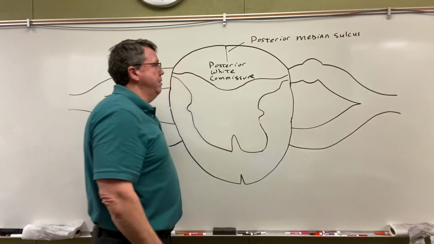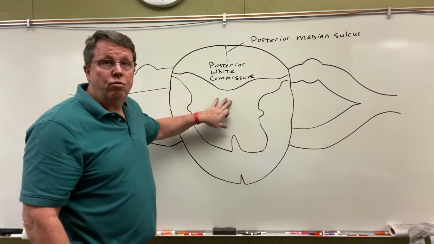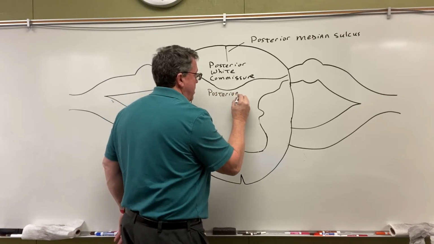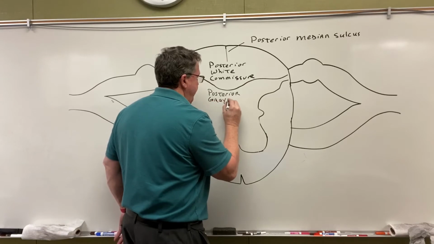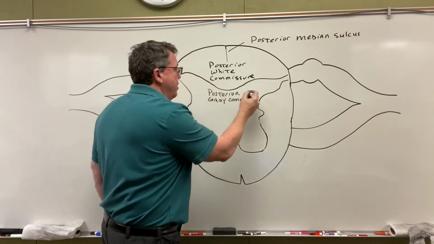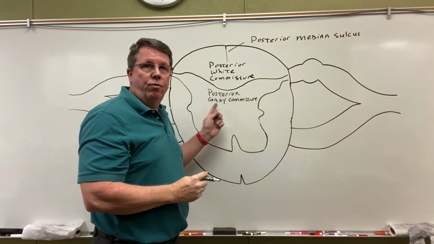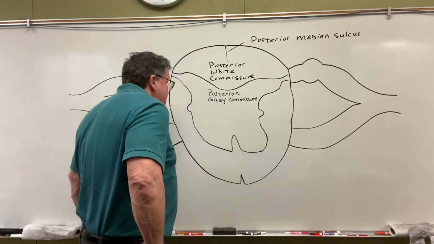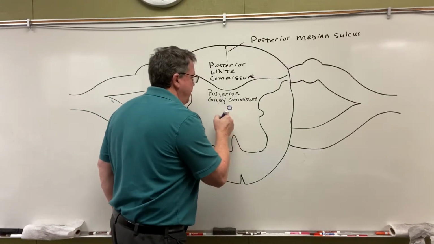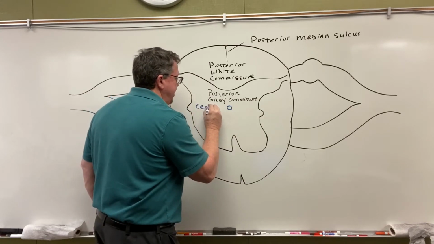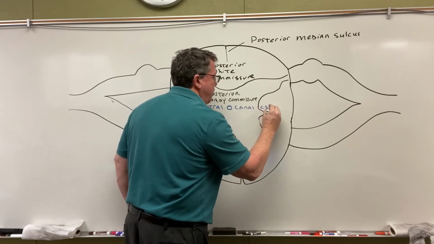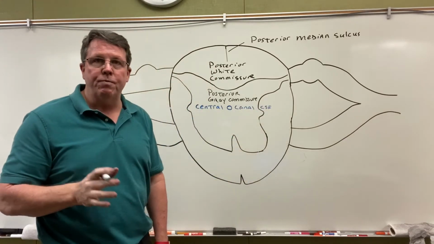All right, and that's it right there. Now, like we said, this part's gray, so this is going to be my posterior gray commissure. Okay, and again, because we're communicating back and forth through here. Now, in the middle of my spinal cord, I have something called the central canal. This is my central canal. And the central canal is going to contain cerebral spinal fluid. It contains CSF, cerebral spinal fluid.